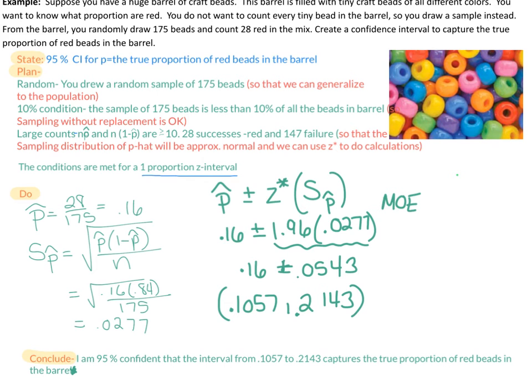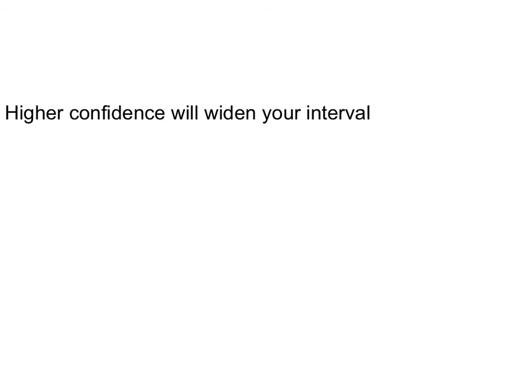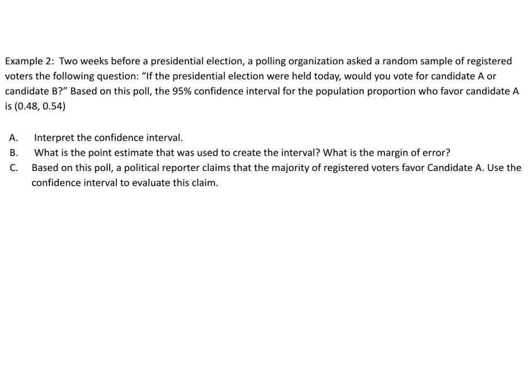So following this four-step process is definitely going to help you achieve a high score on the AP exam. So conceptually, remember that a higher confidence level is going to widen your interval. Let's go through another quick example, not a four-step process one, but one where we're focusing on interpreting.